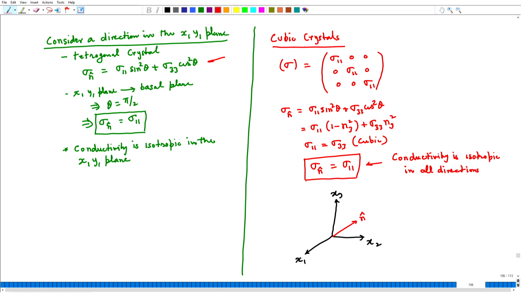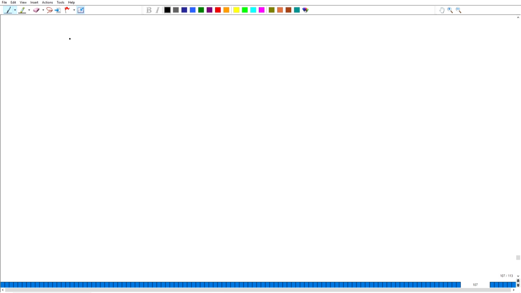Now, before I conclude this lecture, let us take some examples of second rank property tensors. Let us list down some examples. First example, let us take Fourier law of heat flow.